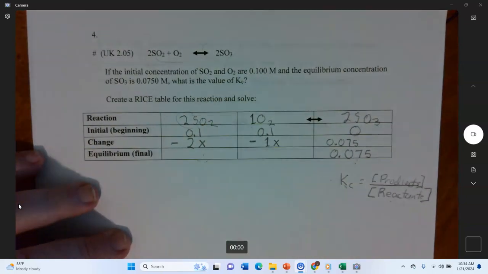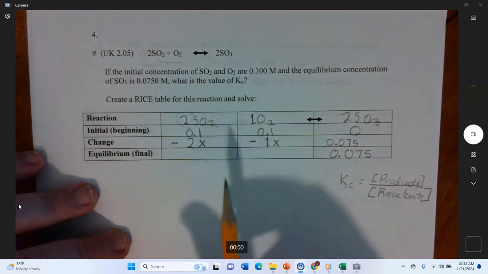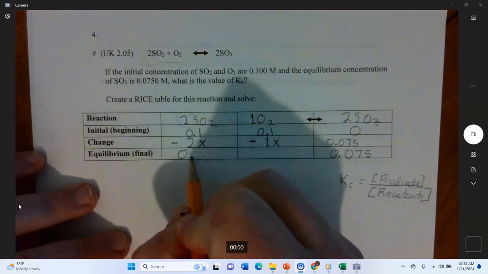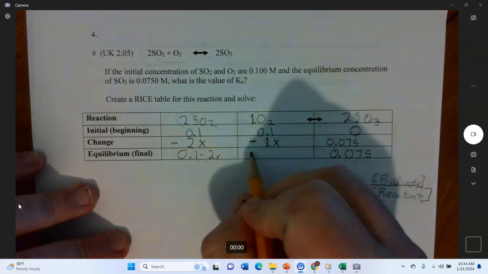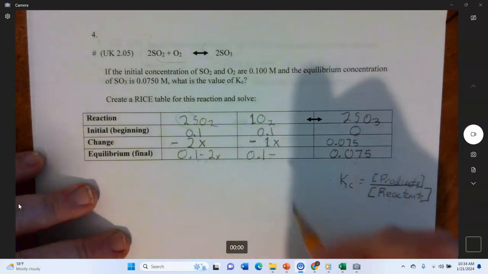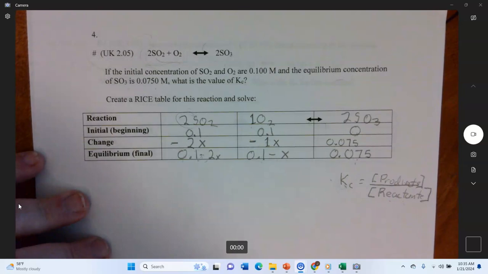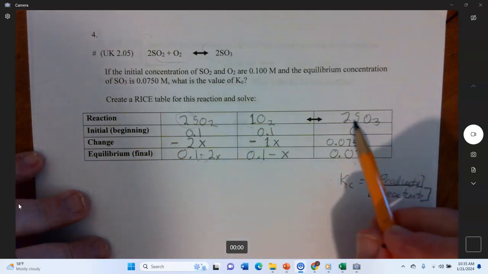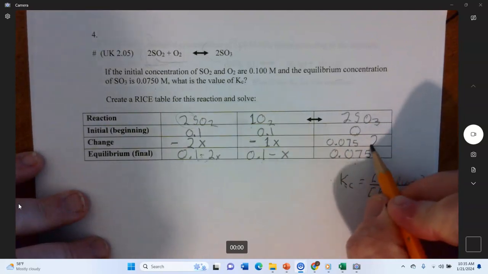So again, this is just simply an addition. 0.1 plus, you could think of it as plus or just minus 2x. So the equilibrium is going to be 0.1 minus 2x. This one's going to be 0.1 minus, you could put 1x, or at this point just put x. So now we have all three equilibrium values, although these two are in algebraic form, so we need to figure out what they are. Well, here's the deal. If this is 2, then if I wrote this in terms of x, this would be 2x.